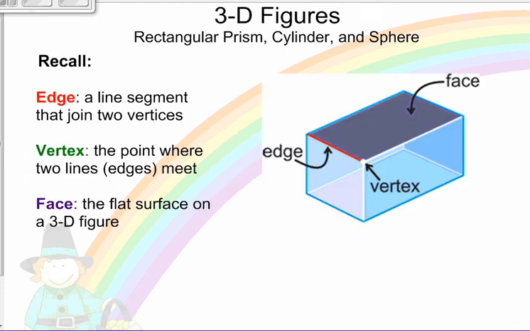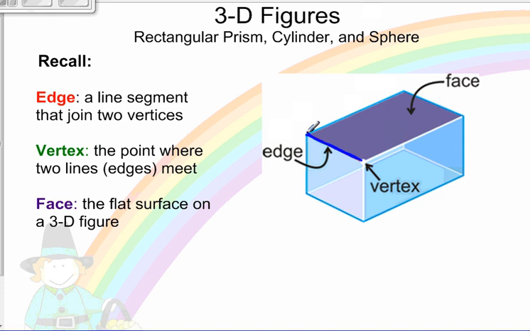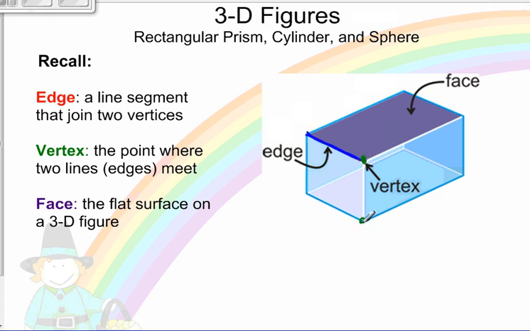So to start us off, we have to know what pieces of the shapes are called. An edge is going to be a line segment that joins between our two vertices. It's that flat line connecting the vertex to another vertex. The vertex is going to be where those lines meet. It's all the points in the corners of our shape. And the last thing is the face. The face is the flat surface on our 3D figures.